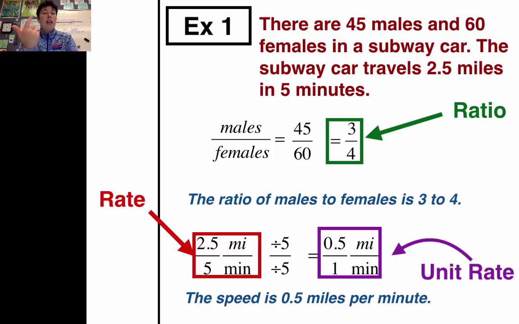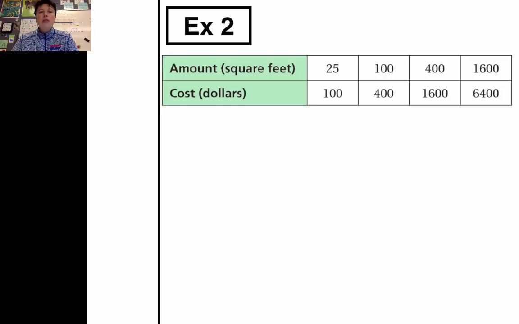The ratio, the rate, and the unit rate. Okay, let's try another example, example 2. So we're going to draw a table in our notes, and you might need to pause the video so you can write all of this down. There are 2 things in our table, the amount of square feet and the cost in dollars.